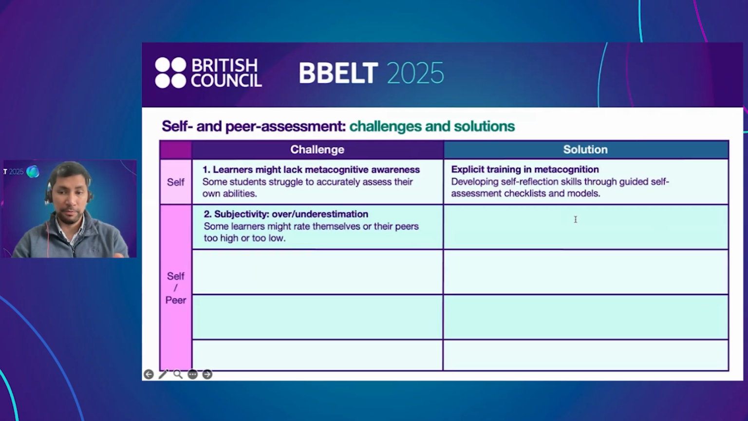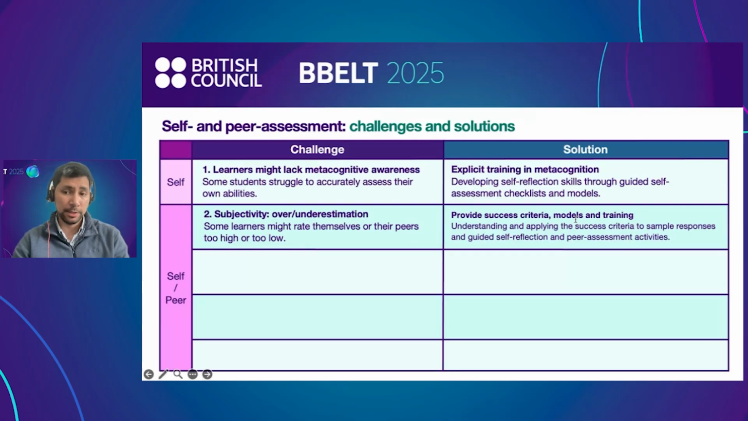A challenge for both self and peer assessment is that some learners may rate themselves or their peers too high or too low. The solution for this would be to help learners understand and apply the success criteria to sample responses, and also to support them with guided self reflection and peer assessment activities.